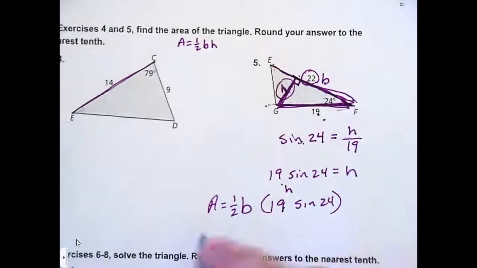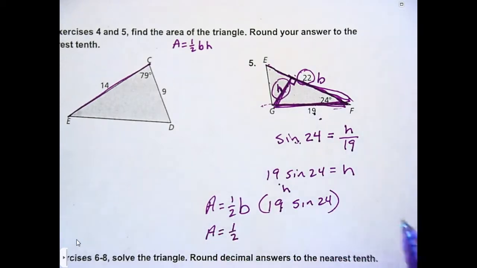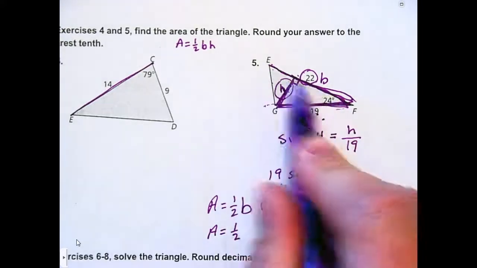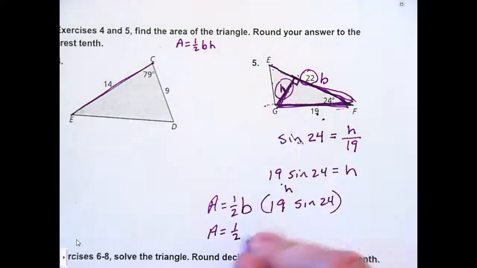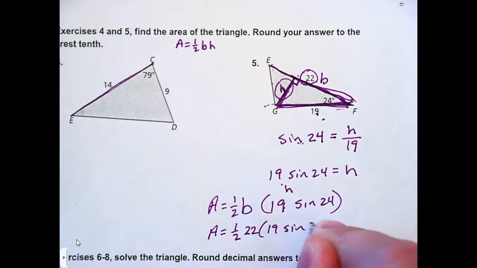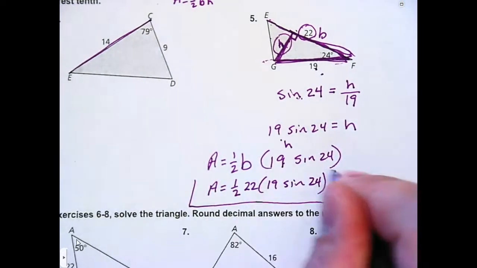What's our base? It's not 19. It's 22. It's what hits at a right angle. Make sure we're clear on that. The base is 22. You've just come up with your formula for finding the area of a triangle when you know side angle side. Okay? There we got it.